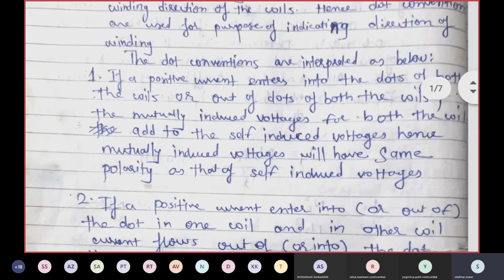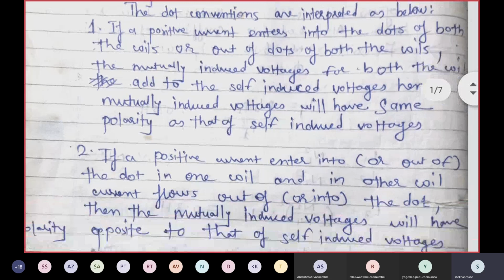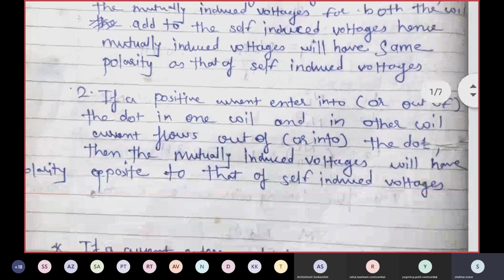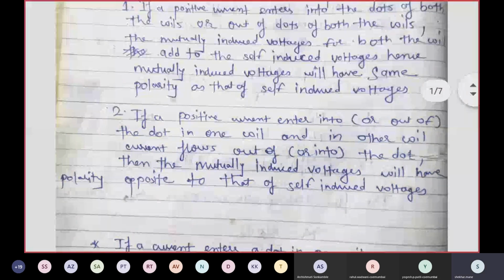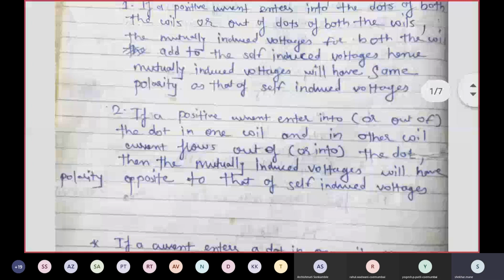Now second part, अभी क्या है देखो. In second part, if a current enters into the dot in one coil and in other coil current flows out of the dot, एक कॉइल से एंटर हो रहा है और दूसरे कॉइल से आउट ऑफ द डॉट आ रहा है, then mutually induced voltages will have the opposite polarity to that of self-induced voltages. Now you can see this case.